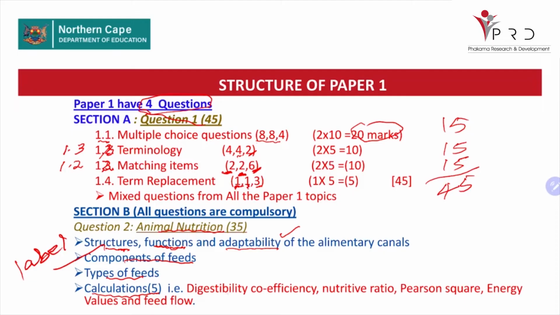Then the first one, if I can remind you, is about DC, which is digestibility coefficient, where we want to know how much food is digested and absorbed by the animal. Then we also look at the nutritive ratio, which we also refer to as NR. How much ratio must you give to that animal in order to digest and absorb the feed?